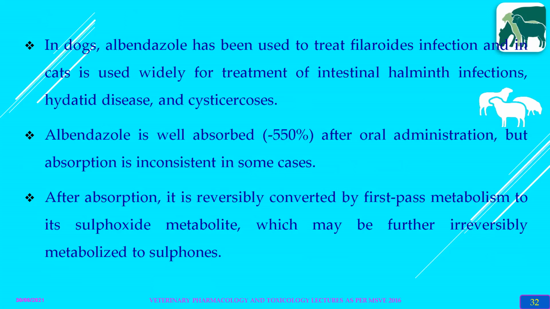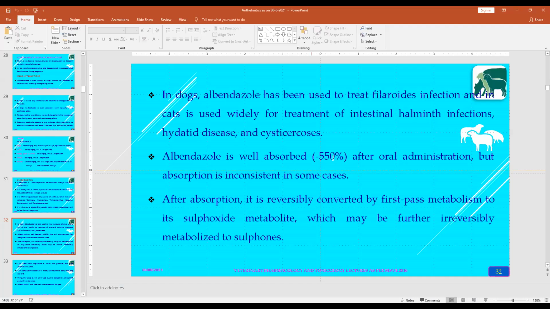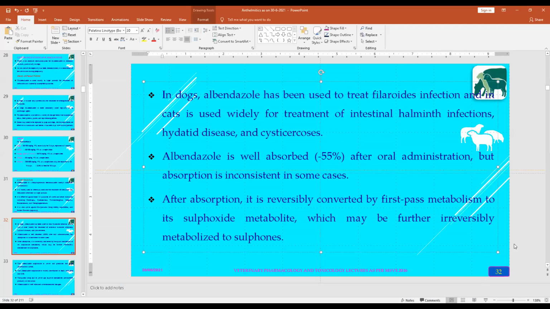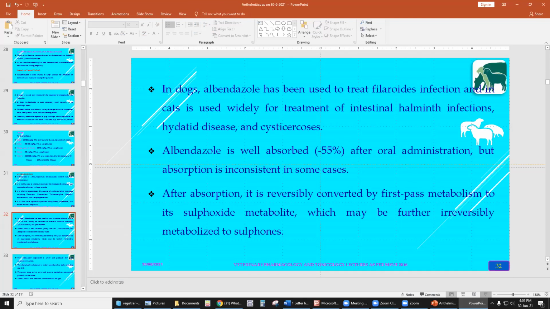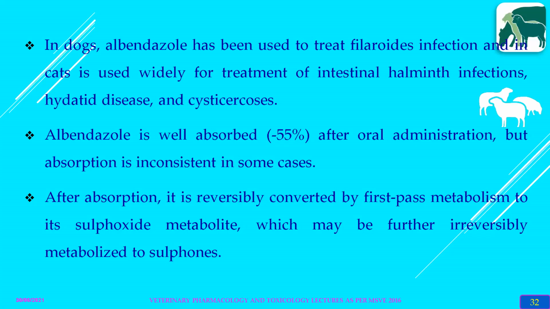Then albendazole is very well absorbed, that is 55%. It is effective to the extent of 55% on oral administration, but absorption is inconsistent in some cases. Whenever there is food, especially in the intestine, very little absorption occurs. After absorption, it is reversibly converted by first pass metabolism. First pass metabolism is also known as hepatobiliary metabolism.